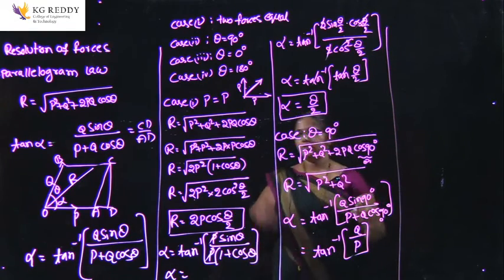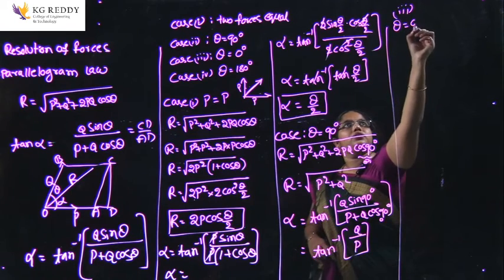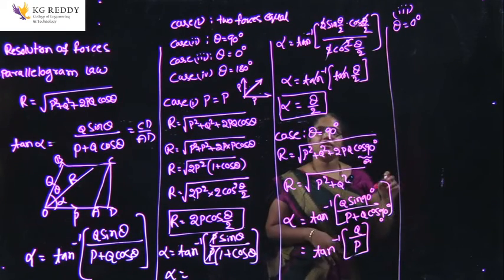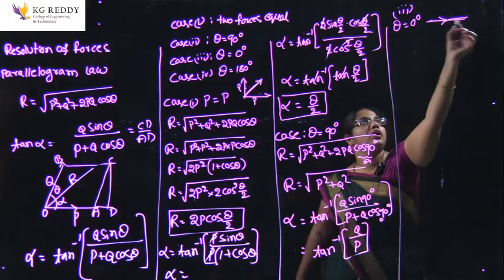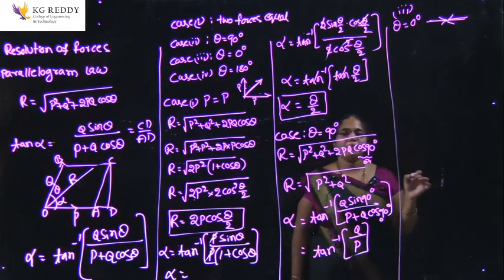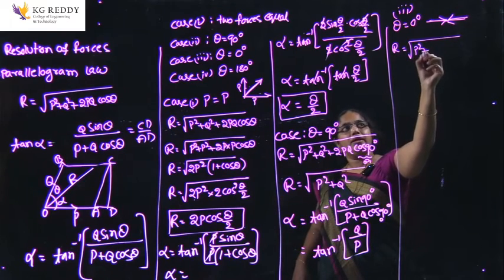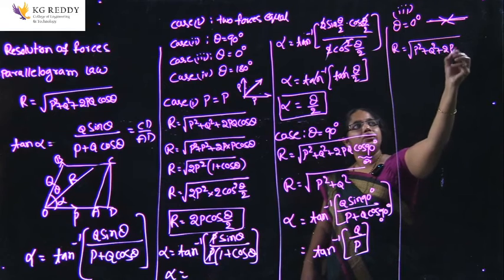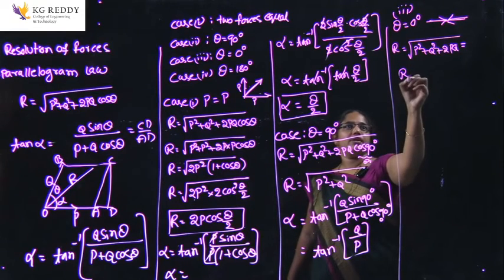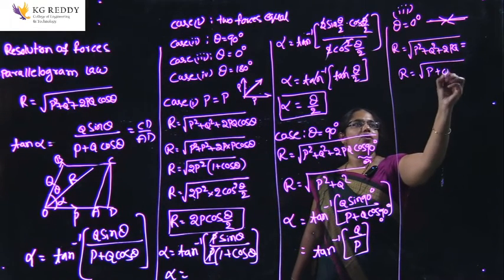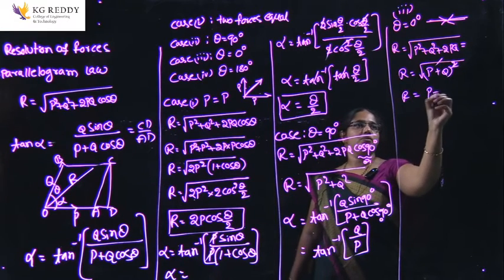Now, one more case is there, that is theta equals 0. So, in case 3, theta equals 0. Theta equal to 0 means the two forces are acting on the same line. So, here one force is coming like this, and one force is coming like this. So, what will happen here? Always the resultant R equals under root of P square plus Q square plus 2PQ into cos 0 value 1. So, this is in the format of a plus b whole square. So, R equals P plus Q whole square, because cos 0 equals 1. So, square and root get cancelled, R equals P plus Q.